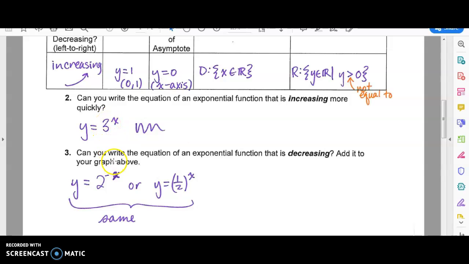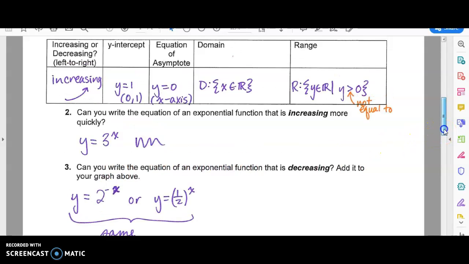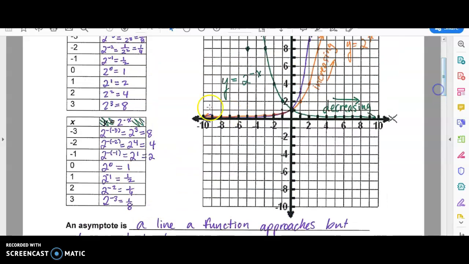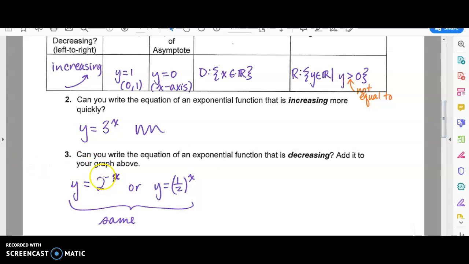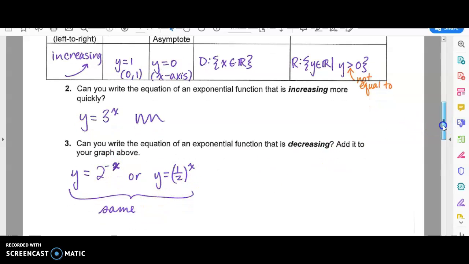Okay. Can you write the equation of an exponential function that is decreasing? Add it to your graph above. Well, we've already done that, right? We graphed y equals 2 to the negative x, and we saw that in green here is decreasing. Okay, so 2 to the negative x, again, is the same as, if we flip the base, 1 over 2 to the positive x. Okay, so both of these are the same, and they're both decreasing.